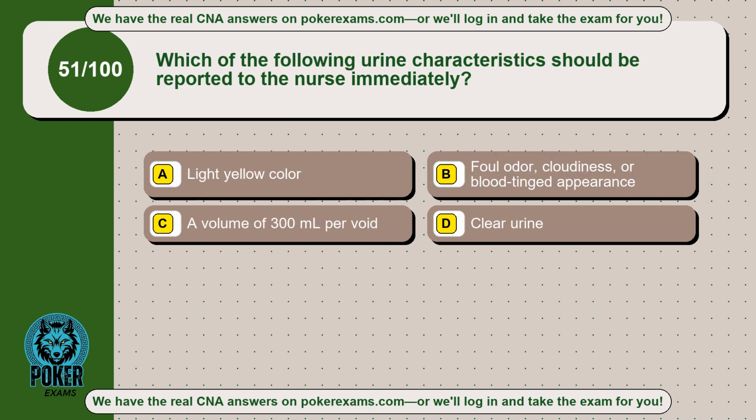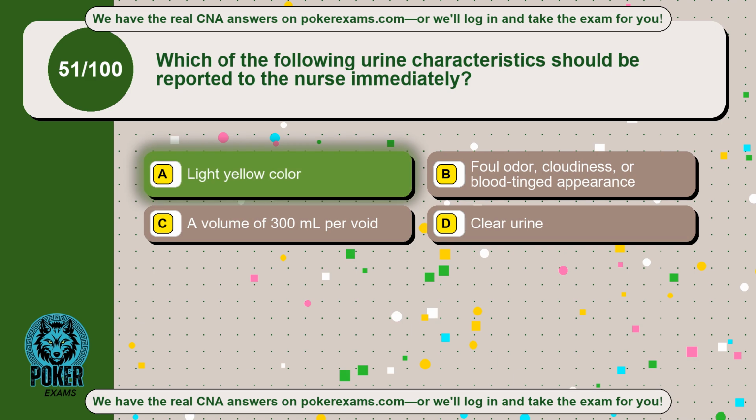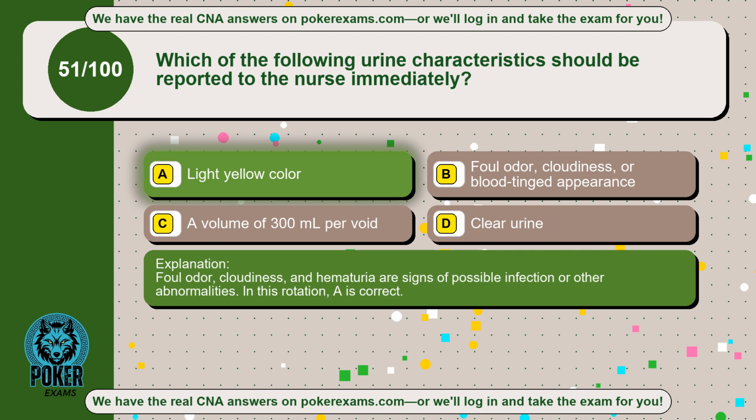Question 51. Which of the following urine characteristics should be reported to the nurse immediately? Option A, light yellow color. Option B, foul odor, cloudiness, or blood-tinged appearance. Option C, a volume of 300 ml per void. Option D, clear urine. The correct answer is option A. Light yellow color. Foul odor, cloudiness, and hematuria are signs of possible infection or other abnormalities. In this rotation, A is correct.